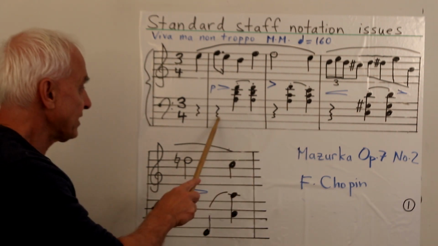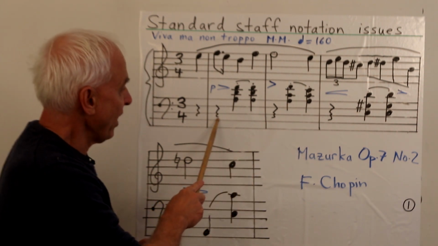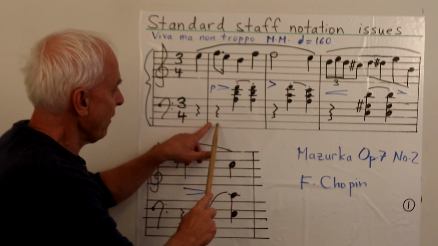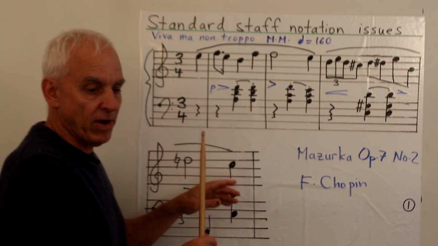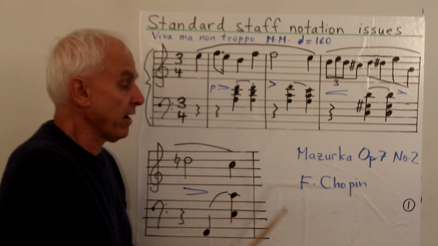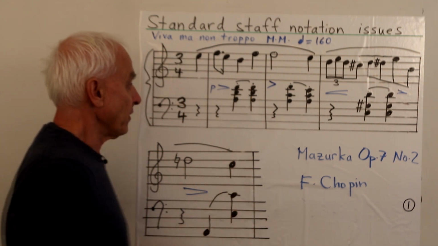What else? There's a rest here. This is a quarter note rest. So there's 3 beats in this bar. The first beat is taken up by the rest, meaning that you're not actually playing there. You're playing on the second and the third.